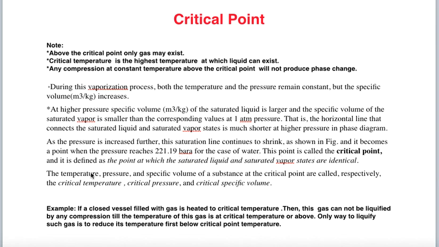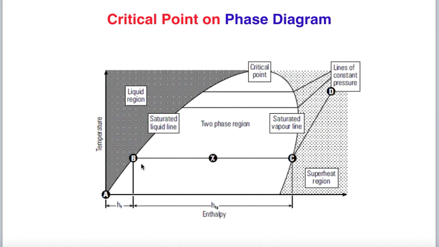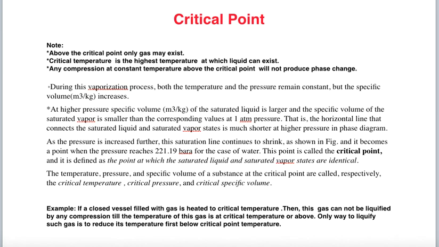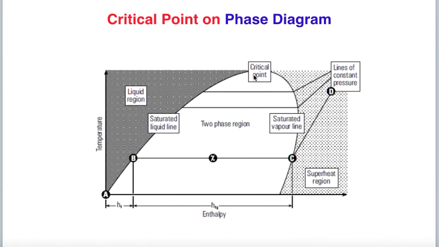This point is called the critical point, and it is defined as the point at which the saturated liquid and saturated vapor states are identical. Here, see, the saturated liquid line and the saturated vapor line are meeting here. So this is the point where the saturated liquid and the saturated vapor are identical. The phases cannot be separated or defined. So the temperature, pressure and specific volume of a substance at the critical point are called, respectively, critical temperature, critical pressure and critical specific volume.